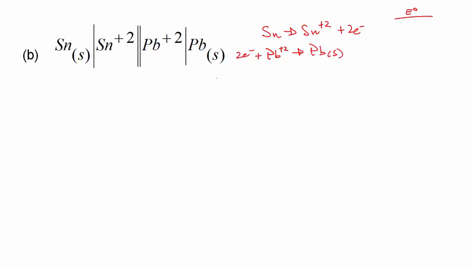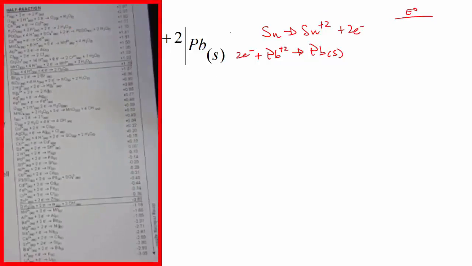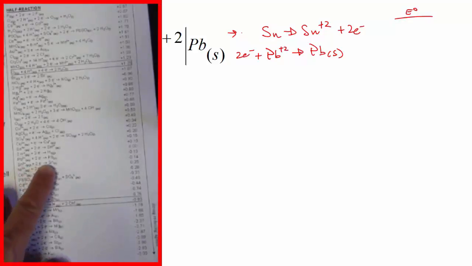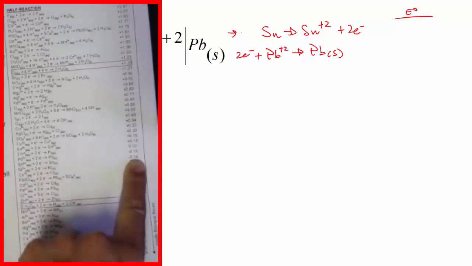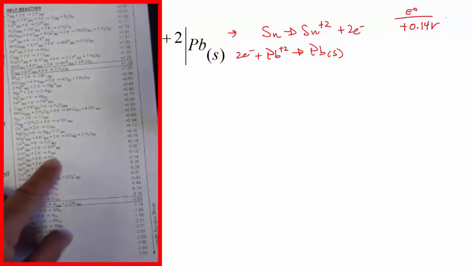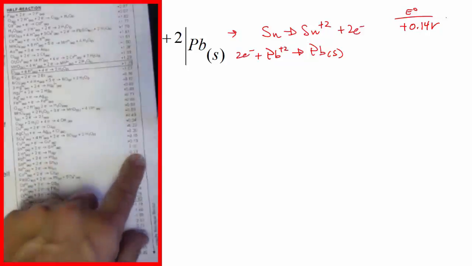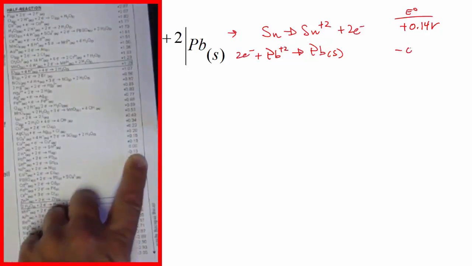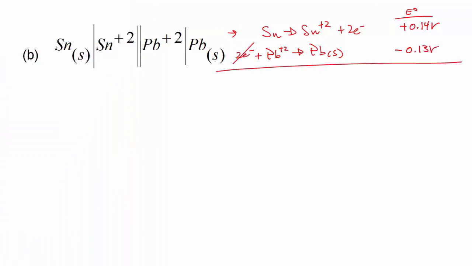Tin goes to tin 2 plus plus 2 electrons. The electrons are on the product side, so I have to look for this reaction reversed. Tin 2 plus plus 2 electrons forms tin solid. Flip the sign, positive 0.14 volts. The lead half reaction: lead 2 plus plus 2 electrons, lead solid, negative 0.13 volts. It looks like the electrons are going to cancel just as written.